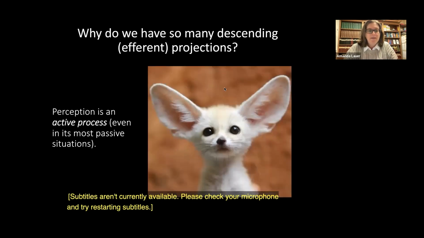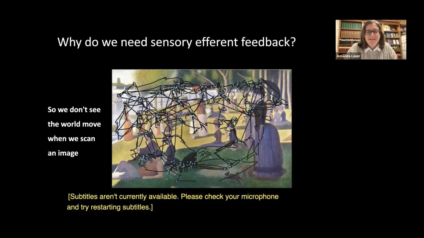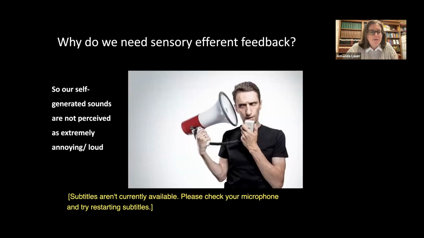And so why do we need to have so many of these descending efferent projections? It's really because perception is an active process, even in its most passive situations. We need sensory efferent feedback so that, for instance, we don't see the world move when we scan an image. We need it so that when we generate our own sounds through speaking or chewing or sneezing, they're not perceived as extremely loud and annoying or even potentially damaging to the ear.